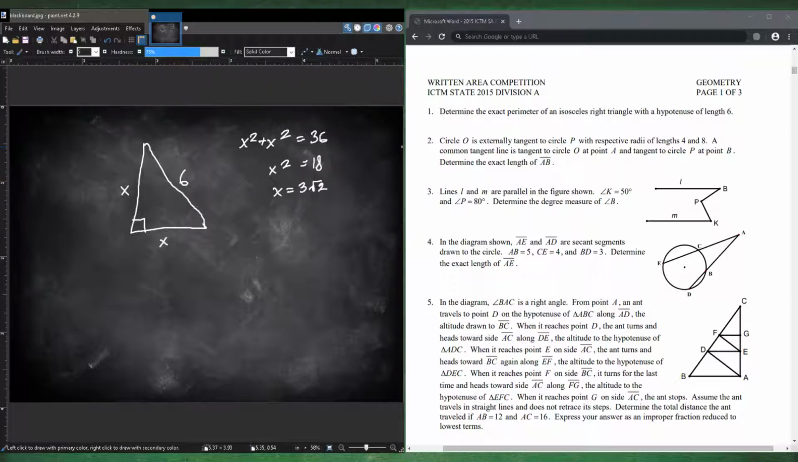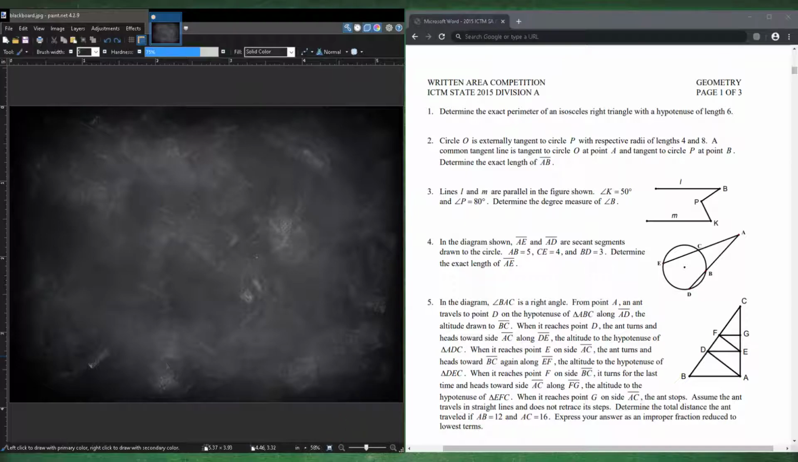So when you find the perimeter, that's 3 square root 2 plus 3 square root 2 plus 6. So that's 6 square root 2 plus 6, and that is your answer for number 1. Okay. And forgot to make a layer.